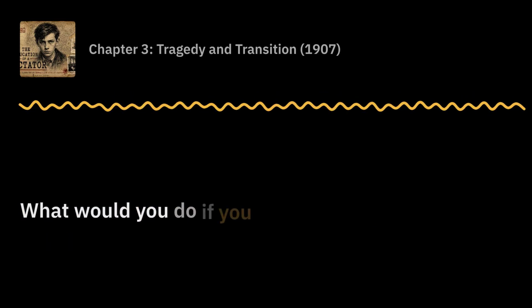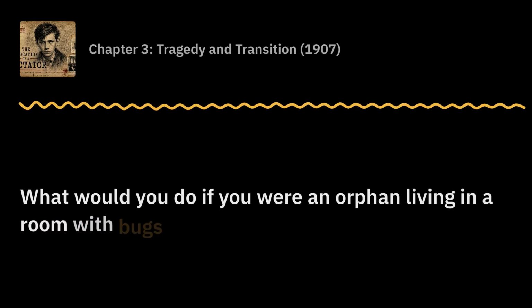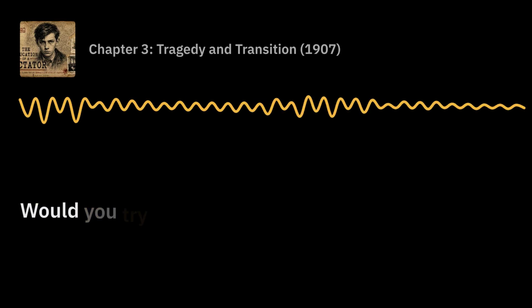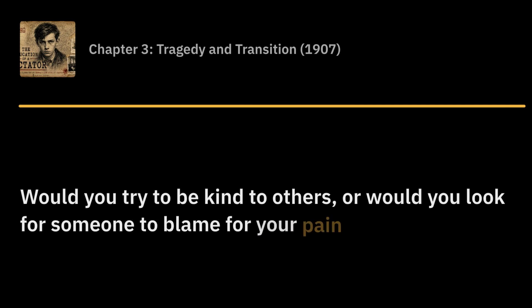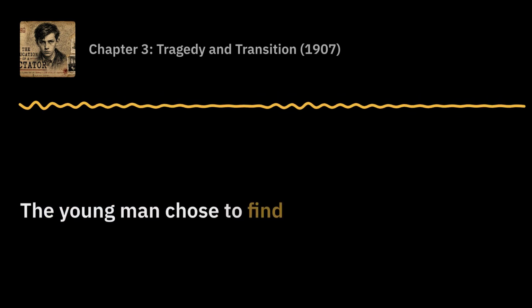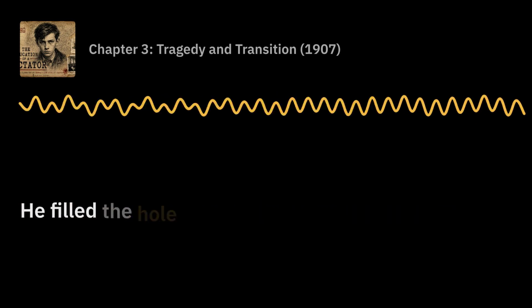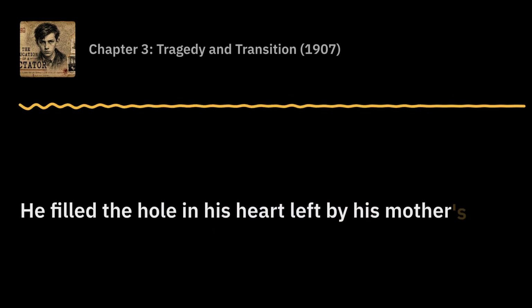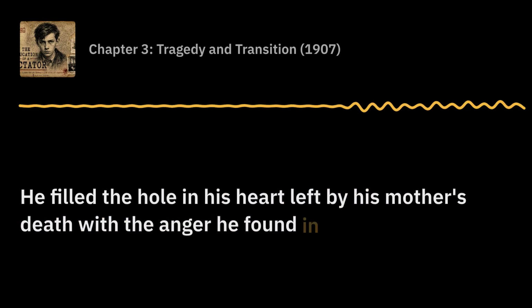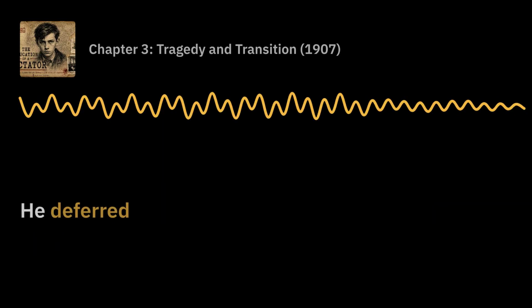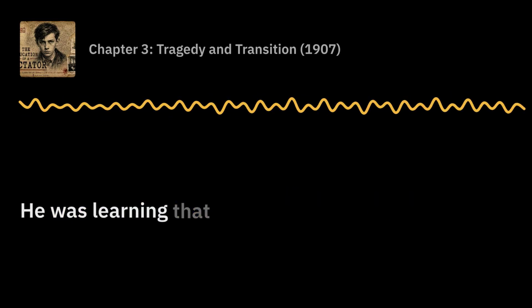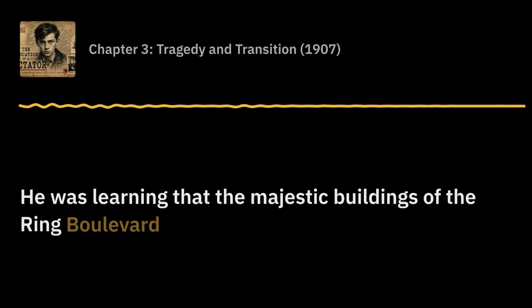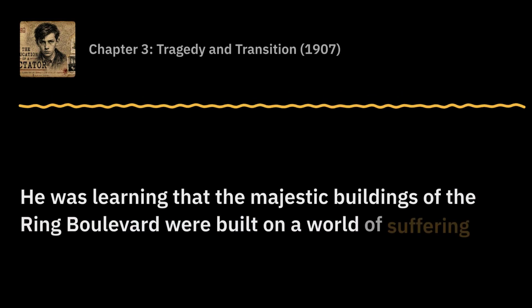What would you do if you were an orphan living in a room with bugs and damp walls? Would you try to be kind to others, or would you look for someone to blame for your pain? The young man chose to find someone to blame. He filled the hole in his heart left by his mother's death with the anger he found in the notorious press. He deferred his kindness and focused on his resentment. He was learning that the majestic buildings of the Ring Boulevard were built on a world of suffering.